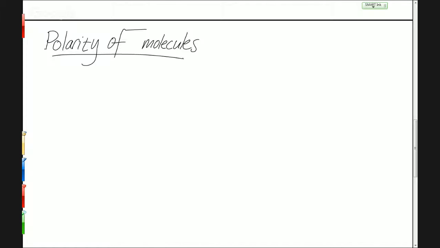Let's take water, for instance. Anybody know what the shape of a water molecule is? Draw it in the air. Is it straight across? Is it kind of bent? Is it in a circle? Do we know? No? Okay. It's bent. So it looks like this.